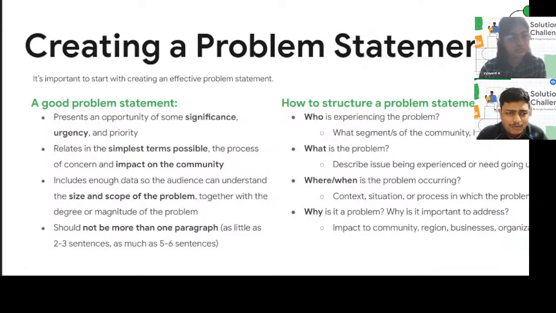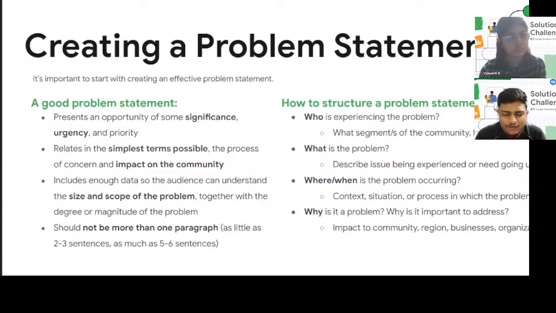Choosing a correct problem statement is important, and an effective problem statement can lead you to success, right? A good problem statement should have not more than 5 or 6 sentences, and it should signify the urgency and the priority of the need, right? A good problem statement should include the problem, the targeted audience, and the context or the situation or the process in which the problem exists, and why it is important to address it, or we can say the urgency or the priority of our problem statement, right?